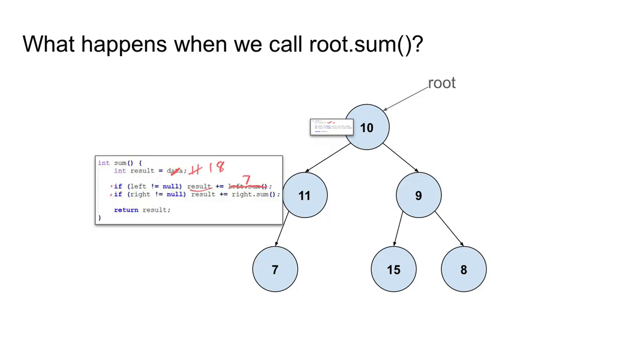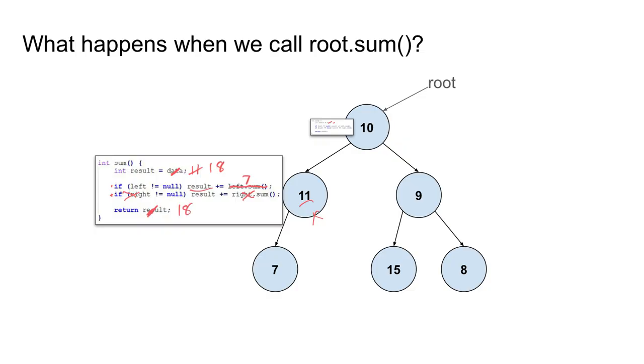The next if statement says if right is not equal to null. But in this case, in the 11 node, there is no right tree, and so we won't have to do this line of code at all. It just gets skipped, which means we're down here now on the return. We have finished this method, and the answer is 18.